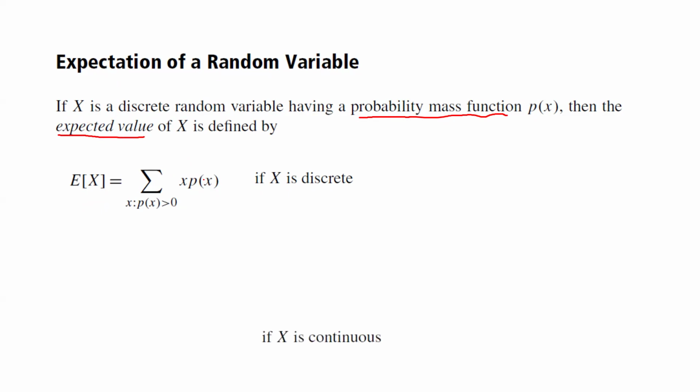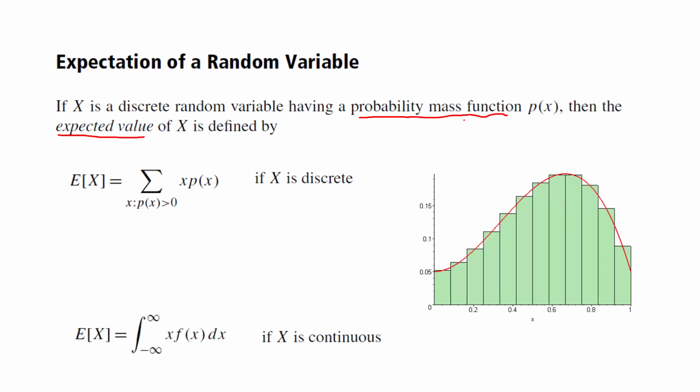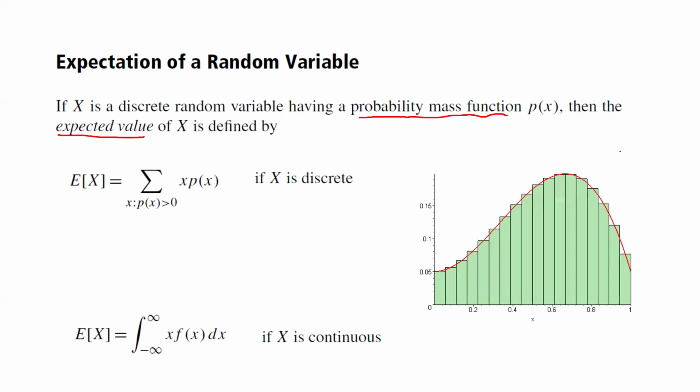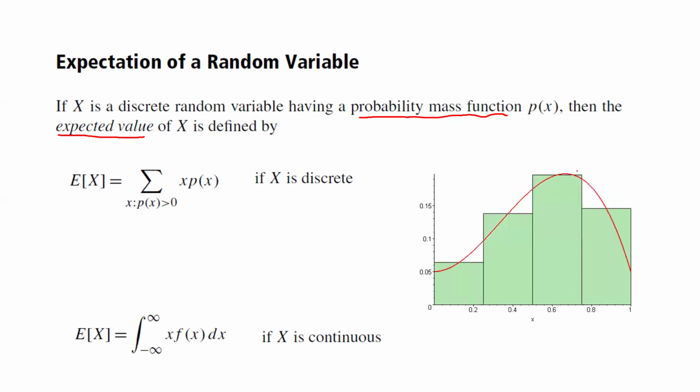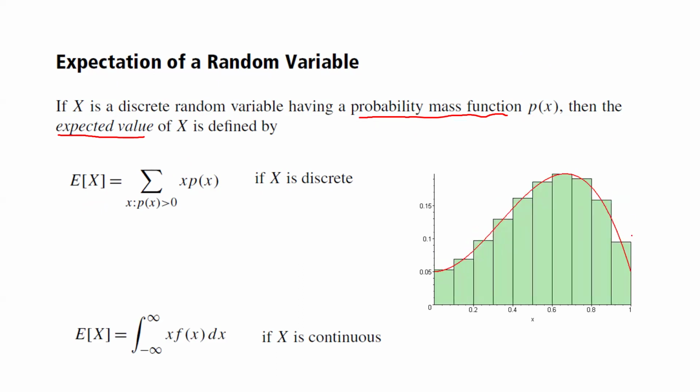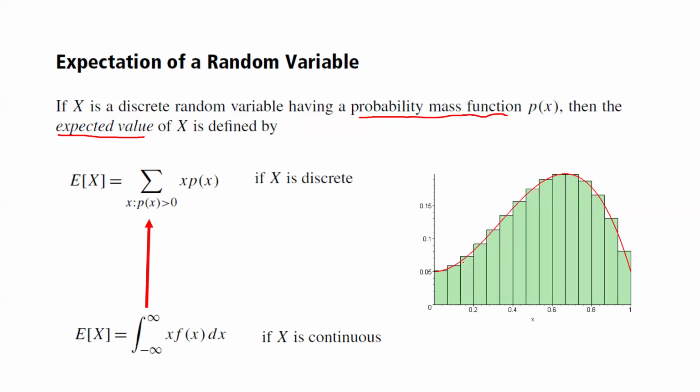And if x is continuous, you can change this to the integral from negative infinity to infinity of x times f of x dx. So f of x is going to be the probability density function for the continuous random variable. Please remember that using Riemann sum, as we increase the number of bars, we get a better approximation for the area below the curve. So this is basically what we'll be doing.